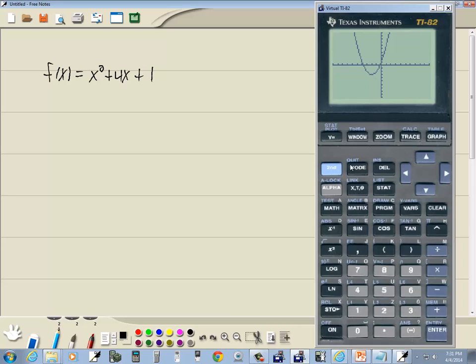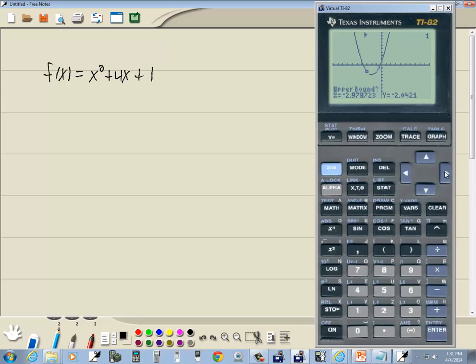Well, it's a min, so I'm going to do a second trace. You have to know what you're finding before you come into the screen. You see our third choice is minimum, so press 3 for minimum. For lower bound, I want to do a left arrow key and move my cursor over to the left of where the vertex is, like right there. And then I'll press enter one time.